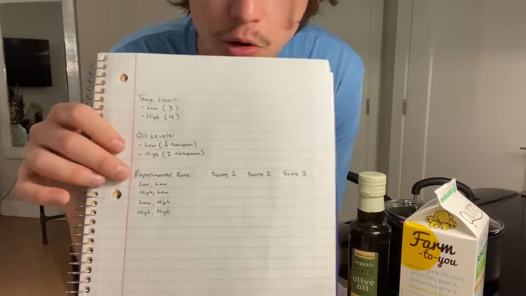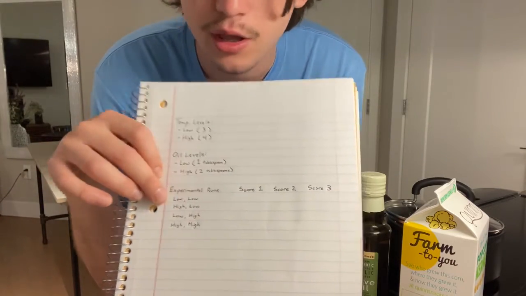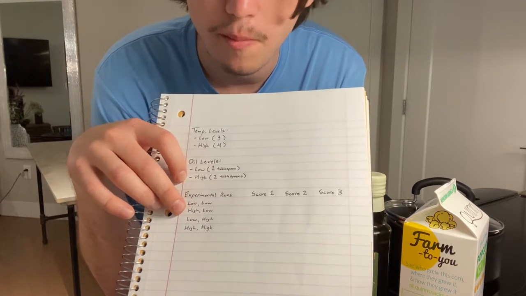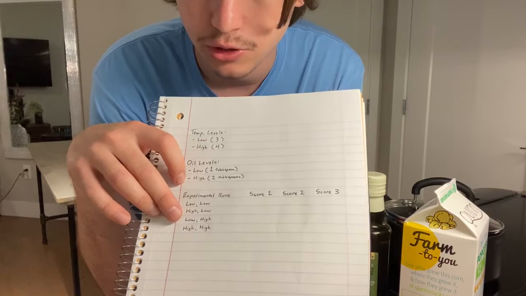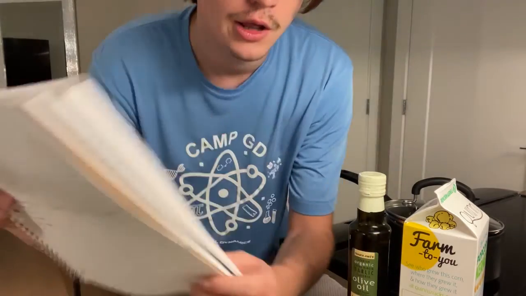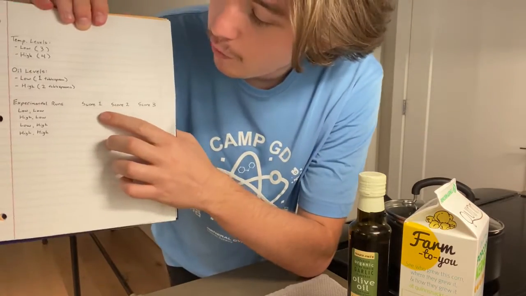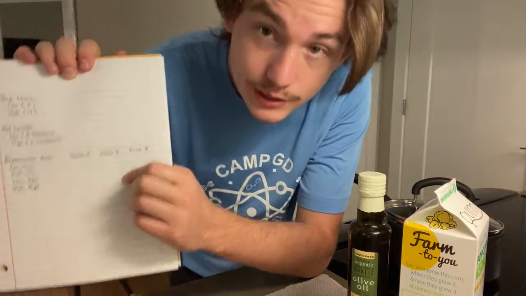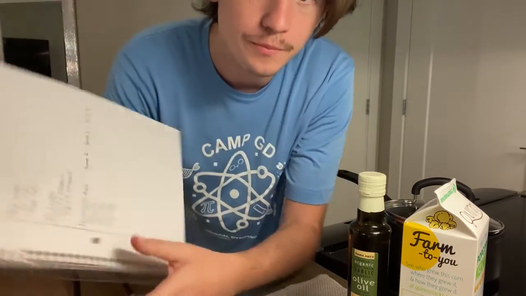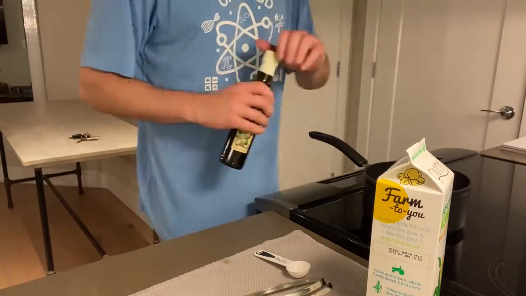I then went down and wrote down our experimental runs where we'll have low temperature and low amount of oil, high temperature, low amount of oil, low temperature, high amount of oil, and high temperature, high amount of oil. These runs will be done in random order, and their scores from each of my 3 friends will be written down here. This is the math that we'll be using to determine which batch has the best popcorn. With that being said, let's get to making.